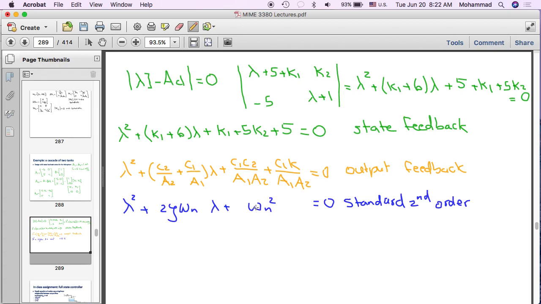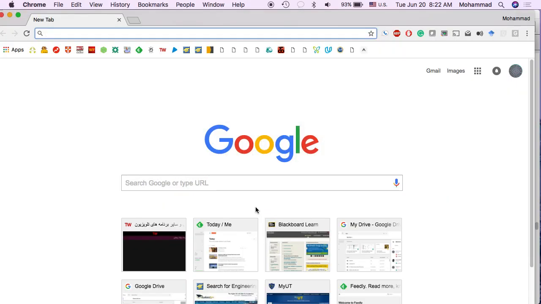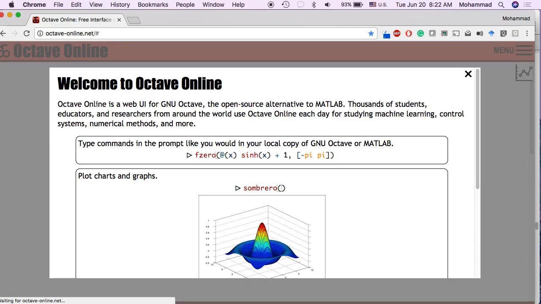Do you remember the shape of the root locus of this system? If you do not, it's time to go to MATLAB and recreate that root locus. So go ahead and recreate the root locus of this system. So let's go to, you can go to MATLAB. I'll go to the online version.